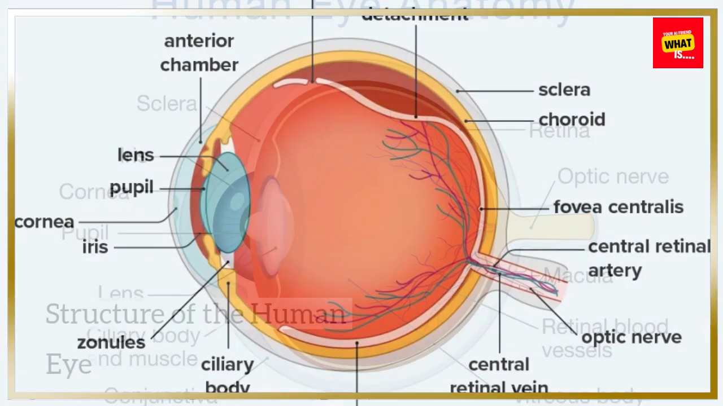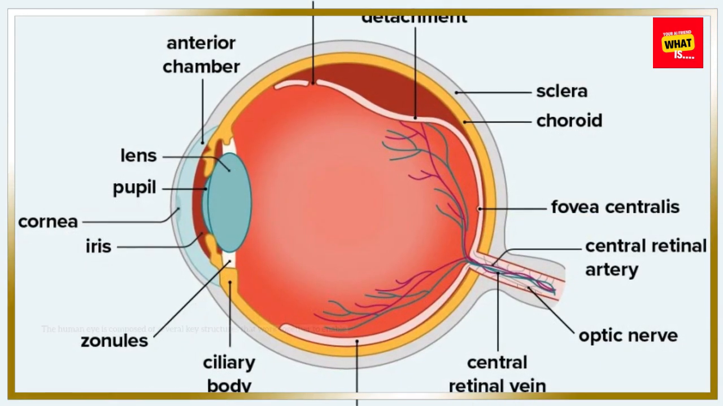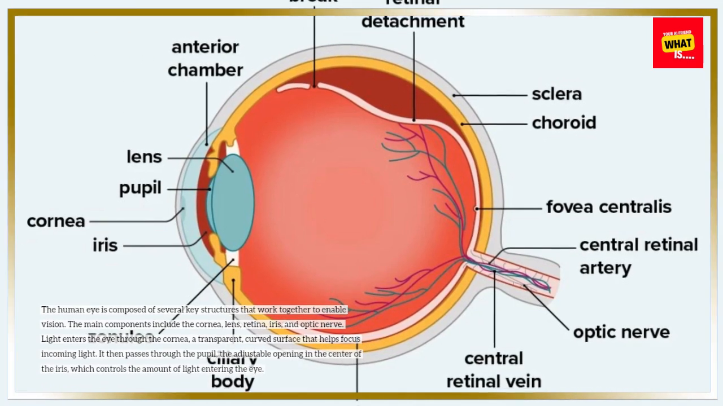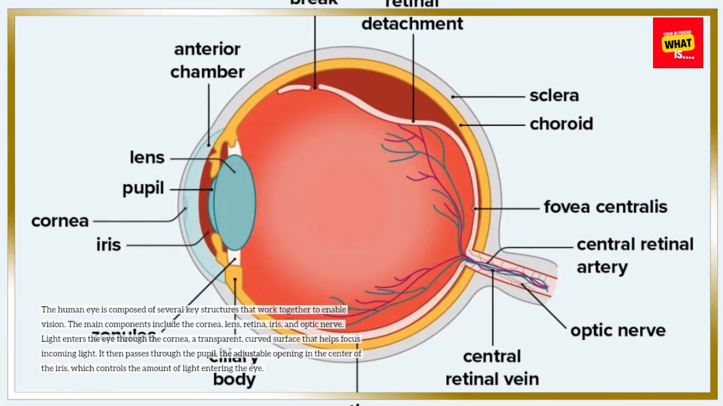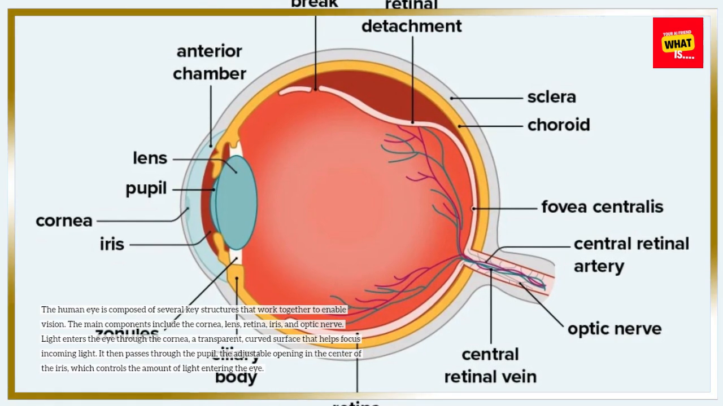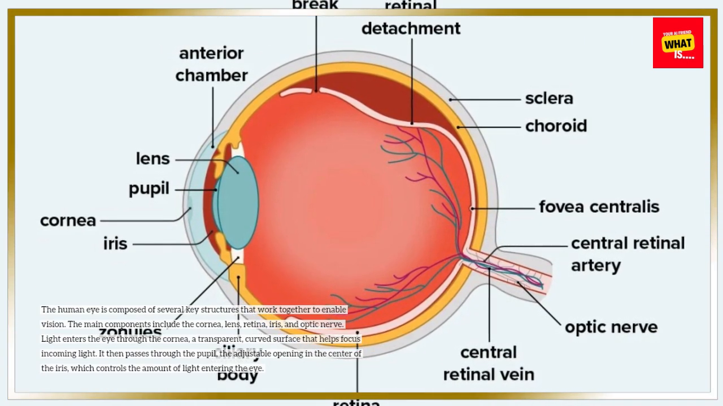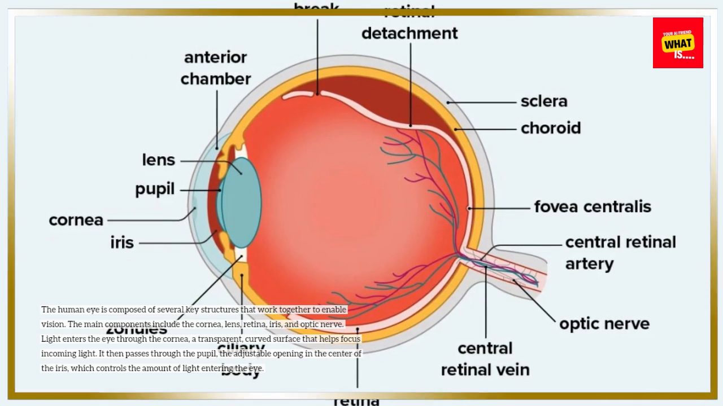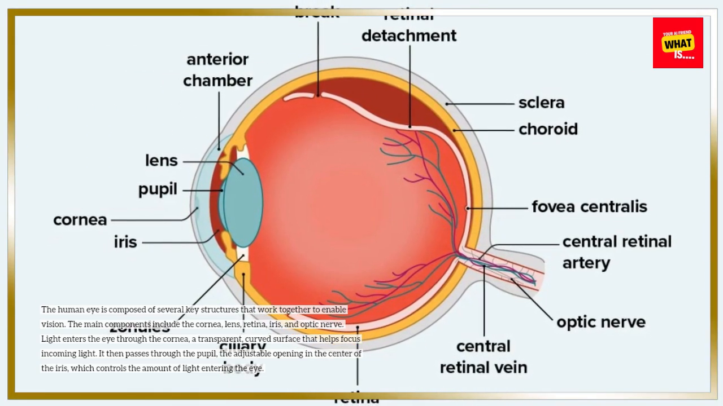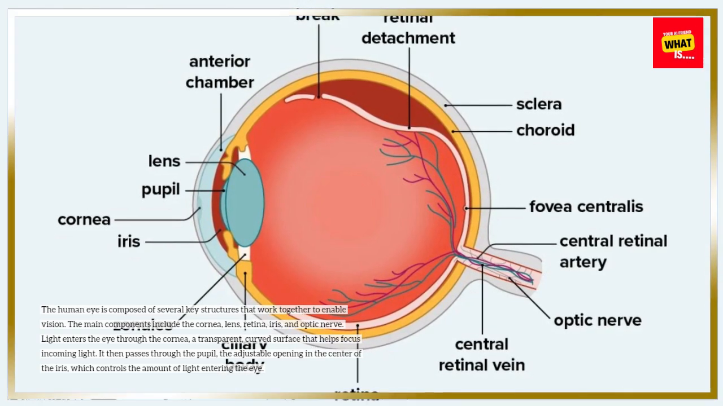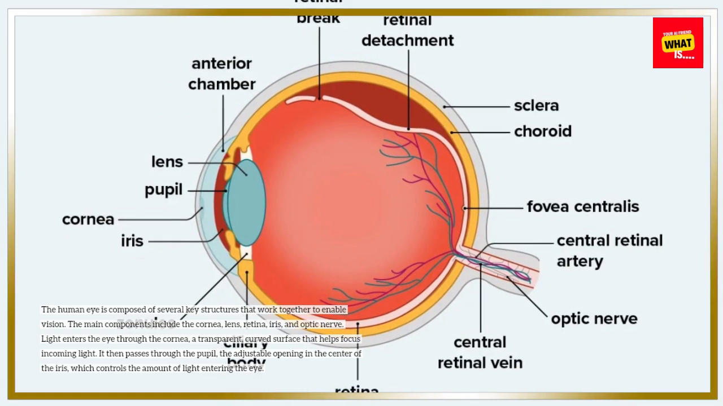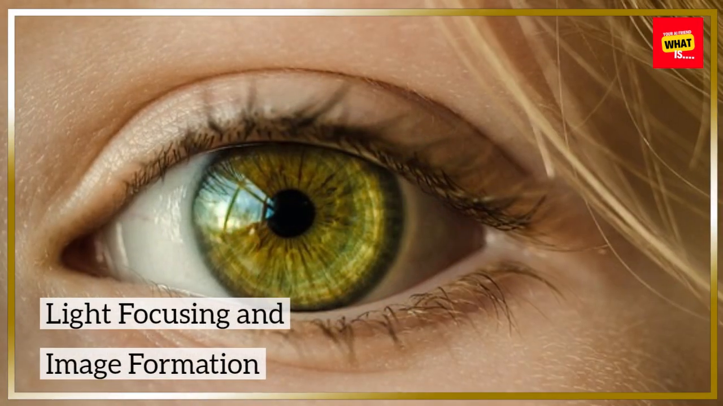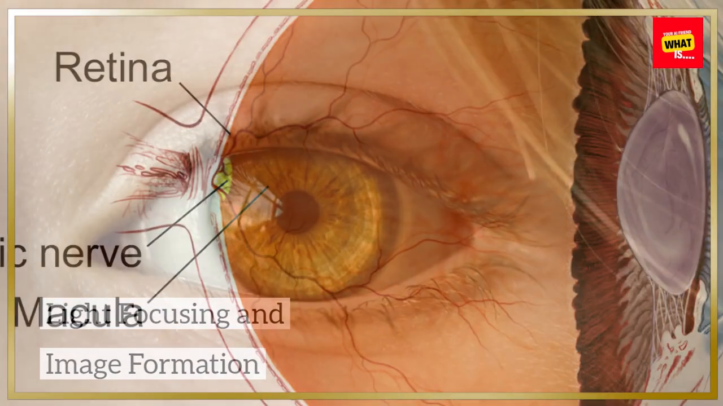Structure of the human eye. The human eye is composed of several key structures that work together to enable vision. The main components include the cornea, lens, retina, iris, and optic nerve. Light enters the eye through the cornea, a transparent, curved surface that helps focus incoming light. It then passes through the pupil, the adjustable opening in the center of the iris, which controls the amount of light entering the eye.